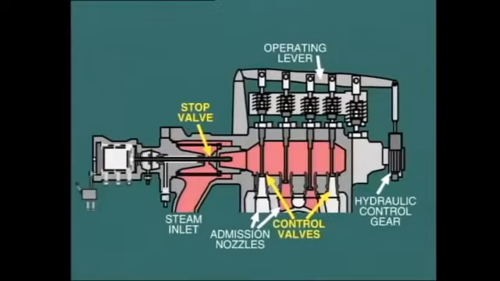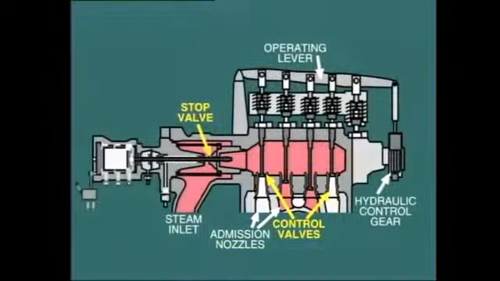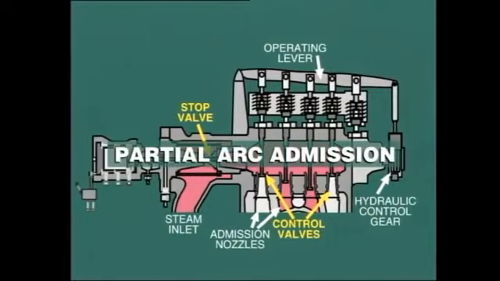Even with the side-mounted steam chest, we still have the same problem. In this arrangement, each of the 4 control valves supplies its particular arc of admission nozzles. So the same problem of heat distortion still exists. This method of control is known as partial arc admission.